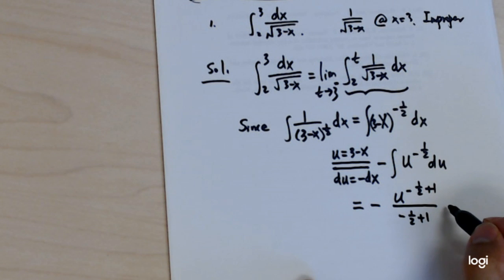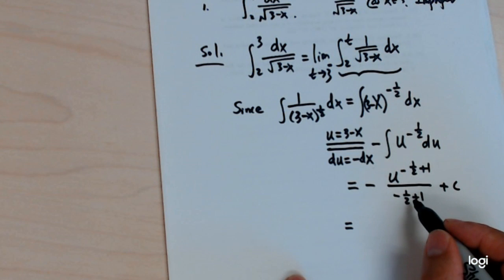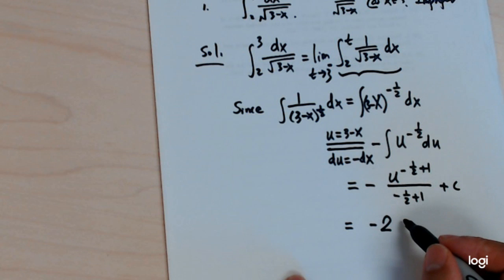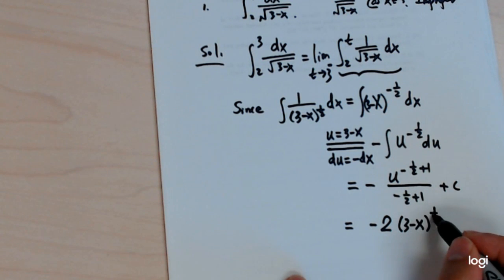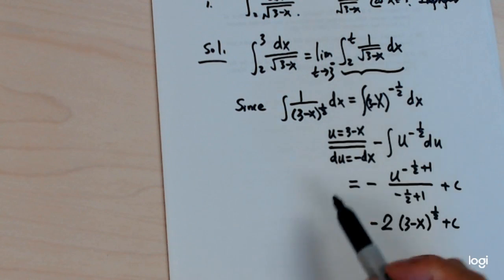Sorry, that's the indefinite integral. Simplify this. This is positive 1/2, make it positive 2 in the front, negative 2 in the front, u to the power of positive 1/2. So now we should be able to evaluate this definite integral here.